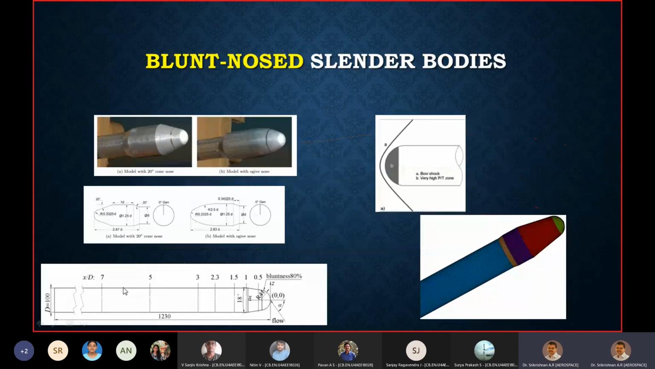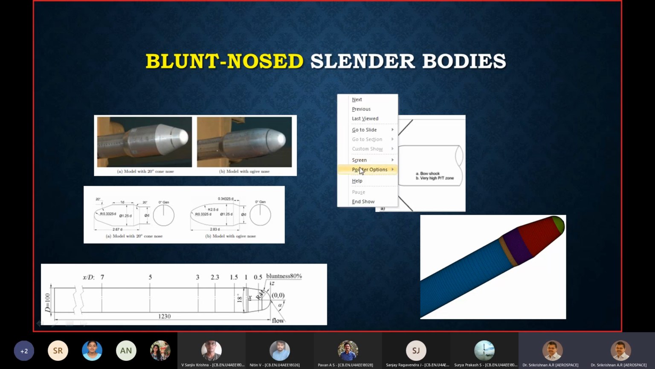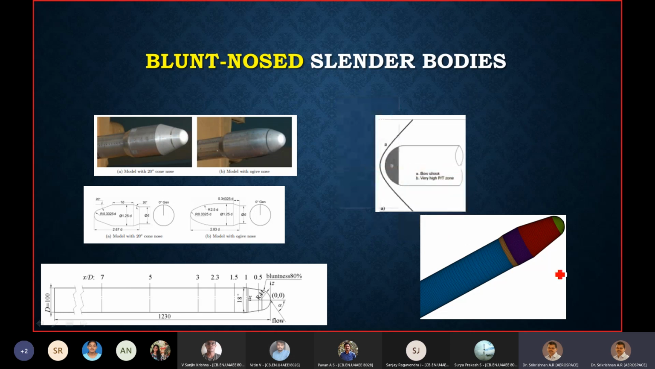I just have some pictures here. These are examples. Actually, they have a lot of applications in hypersonic aerodynamics, the blunt nosed slender bodies. I have taken these pictures from different papers, different experimental studies, numerical studies, etc. So they are all focused on various applications where these geometry features are important.